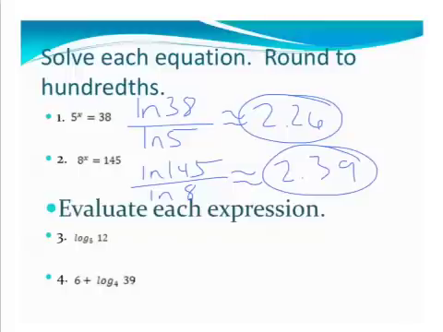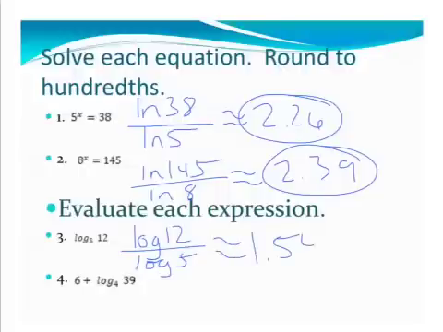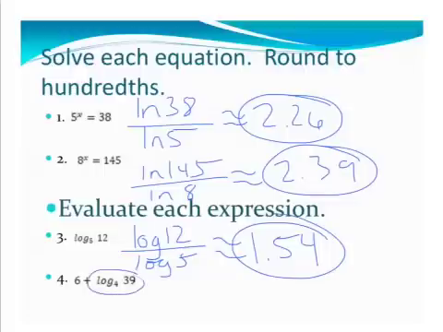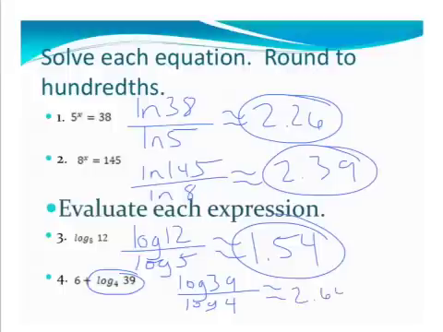And then for this one, once again, change of base. So I'm going to have the log of 12 divided by log of 5. And I end up with 1.54. And then the last one, a little bit different. I want to make sure I do change of base with this, and then I add 6 to that. So when I do change of base, I have log of 39 divided by log of 4, which gives me 2.64. And then I add 6 to that, so I get 8.64. And those are my final answers.